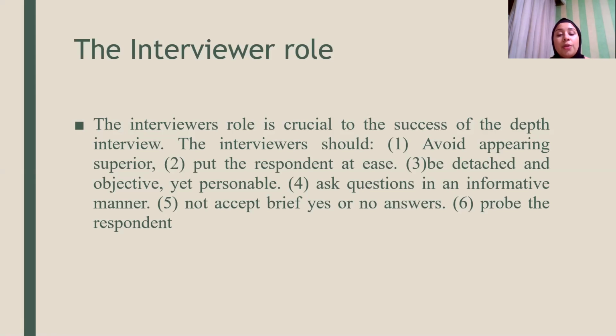The fourth part is that the interviewer asks a question in an informative manner. What do we mean by informative manner? Informative manner means that in order to be objective, not subjective, in order to try his best to detach himself from the topic, he should ask it in a way of information, as if I'm seeking information, not seeking an opinion. Of course I'm seeking an opinion, but I have to seek also information.